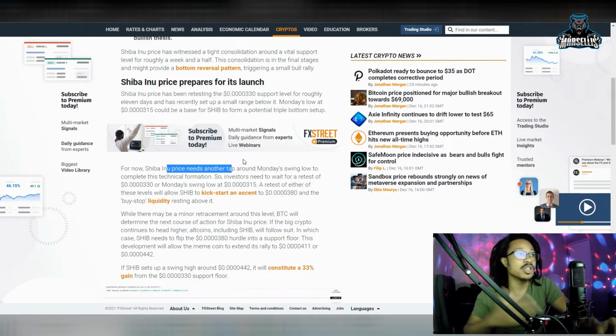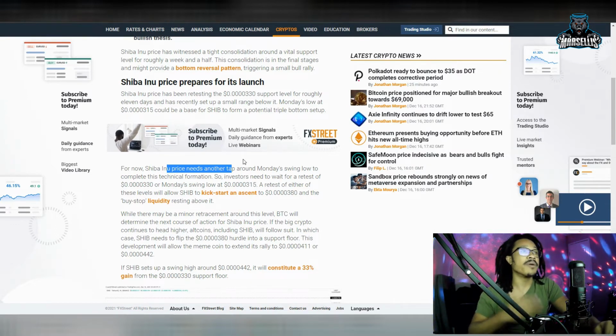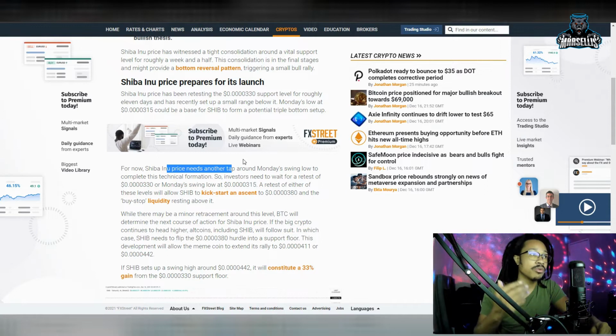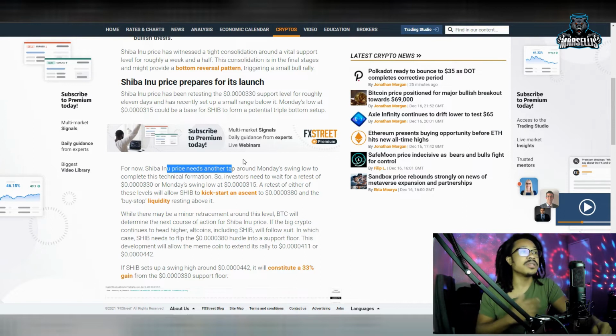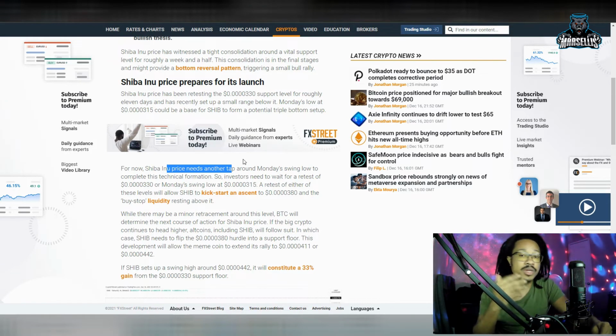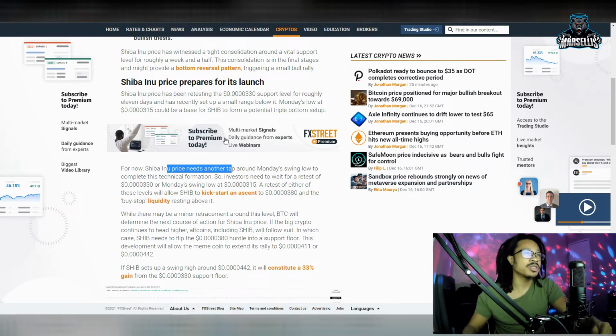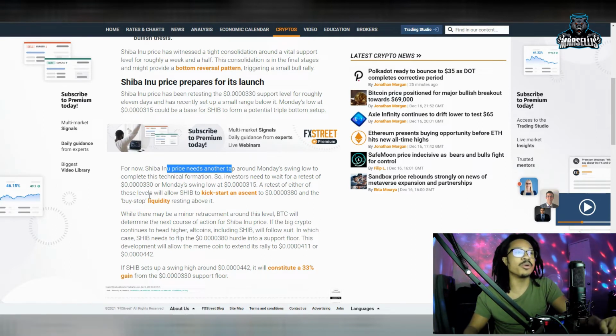But anyways, for now, Shiba Inu price needs another tap around Monday's swing low to complete this technical formation. So investors need to wait for a retest of 0.000033 or Monday's swing low at 315. A retest of either of these levels will kickstart Shiba Inu to 380, is pretty much what they're saying. They're saying this will stop the buy stop and rest above the liquidity, pretty much.